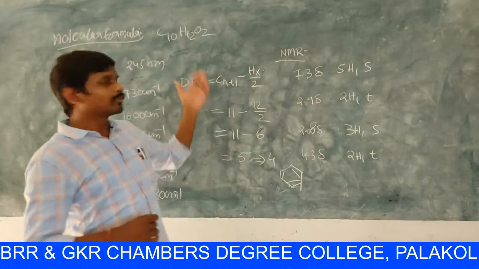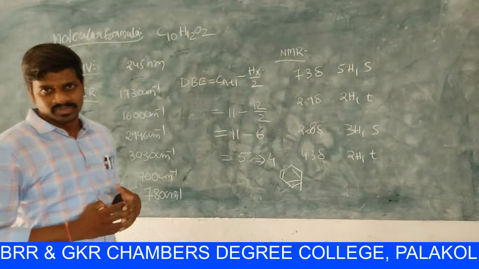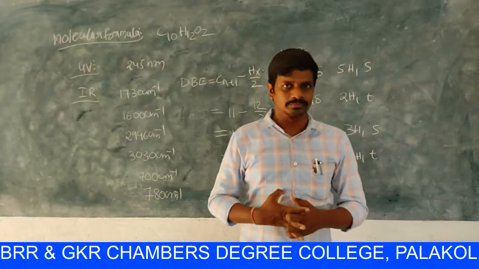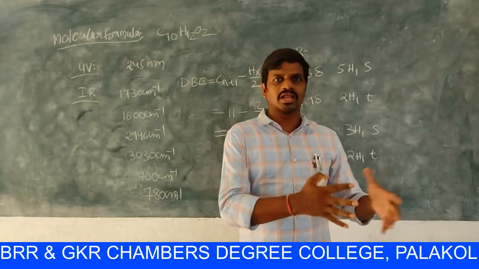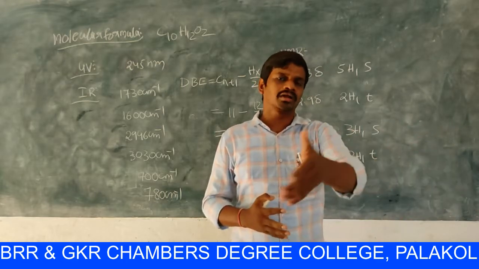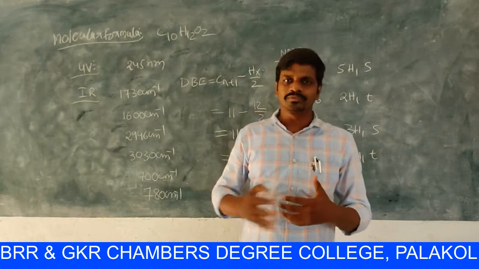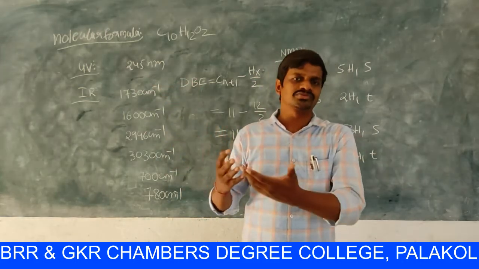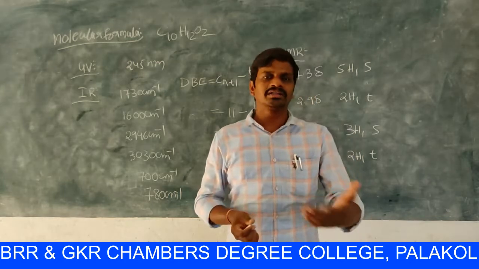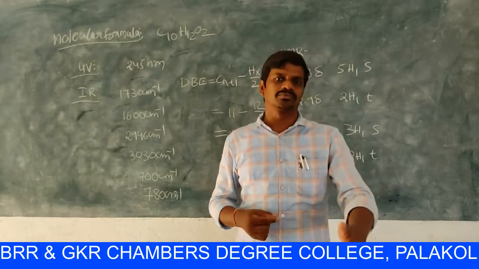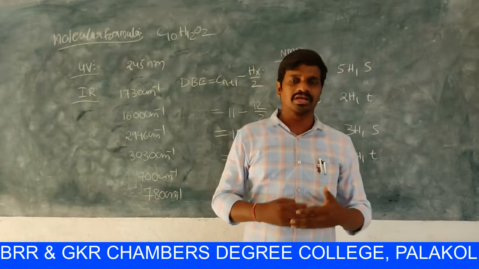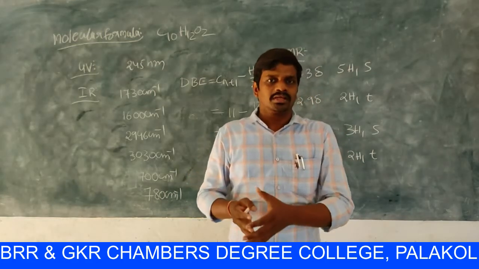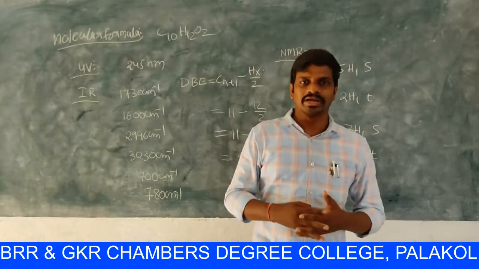But here in our problem they didn't give the epsilon max. If they gave epsilon max, then definitely we could confirm whether the 245 nanometers is for a benzene ring, a carbon-carbon double bond, or a carbon-oxygen double bond. For example, if the epsilon max value is very low, like 10, then the 245 nanometers indicates a carbonyl functional group, because a low epsilon max represents forbidden transitions.